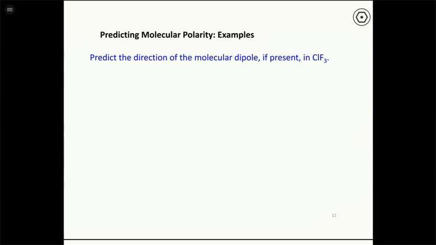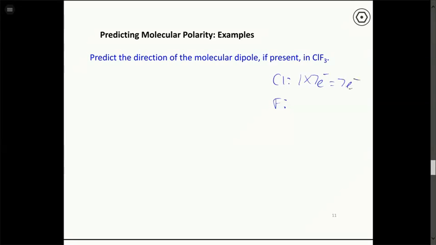So for ClF3, we're going to predict the direction of the molecular dipole if present. So the first thing to do is identify whether it is polar, and then we can talk about what direction that polarity is, just a little bit of additional detail. So we have to start with the Lewis structure because polarity is also related to the 3-dimensional shape. So we're going to count electrons. Each of these is in group 7. And so we're going to have 28 valence electrons in this molecule.